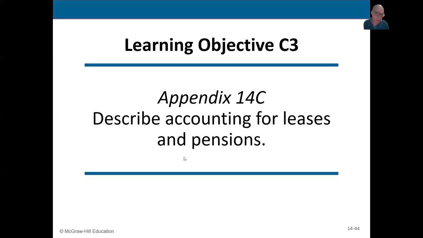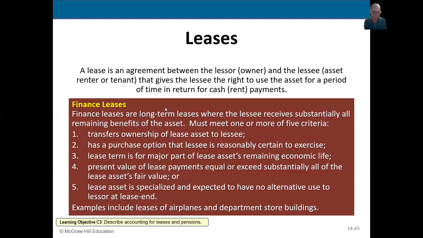is how to account for leases and pensions. Lease accounting over the years has changed a lot with the introduction of new laws, legislation through Congress when it comes to companies reporting their leases. Leases can either be described as what we call an operating lease, or a finance lease, also known as an asset lease. So there's really two types of leases: an operating lease and an asset lease.